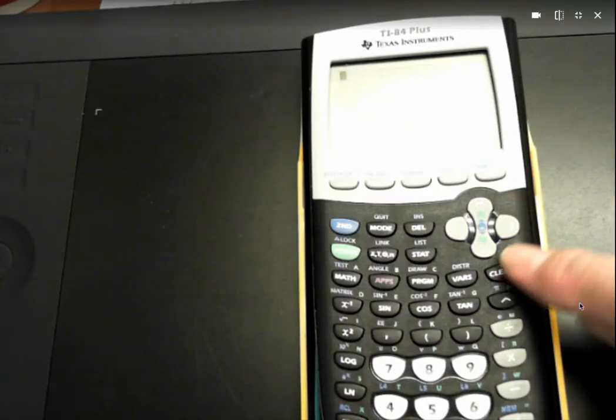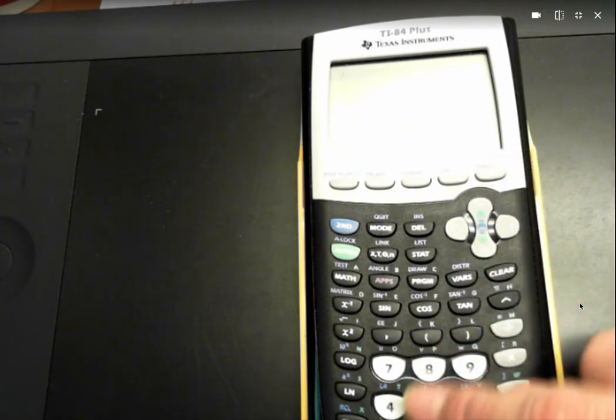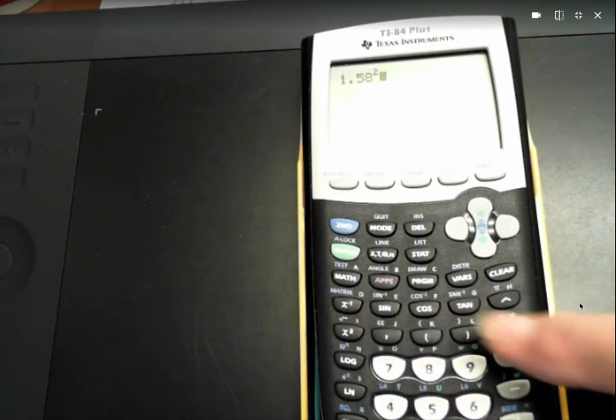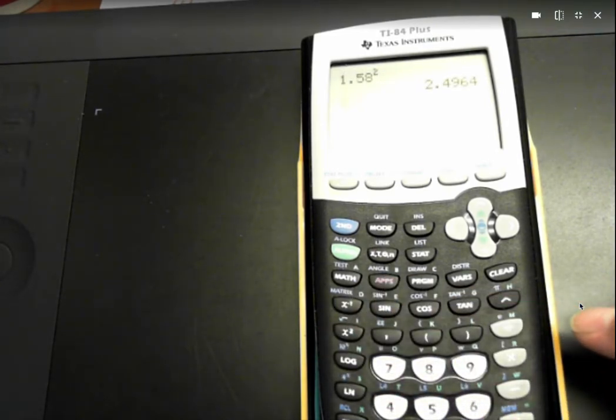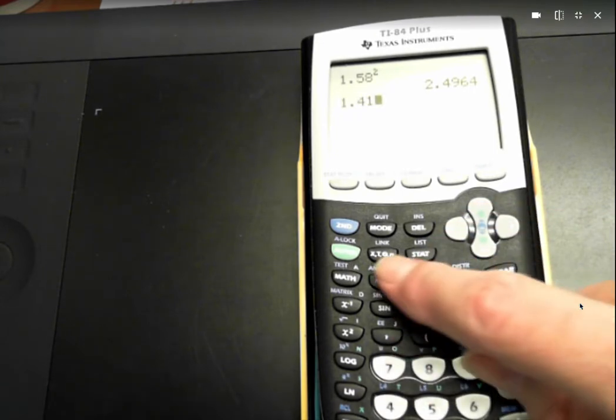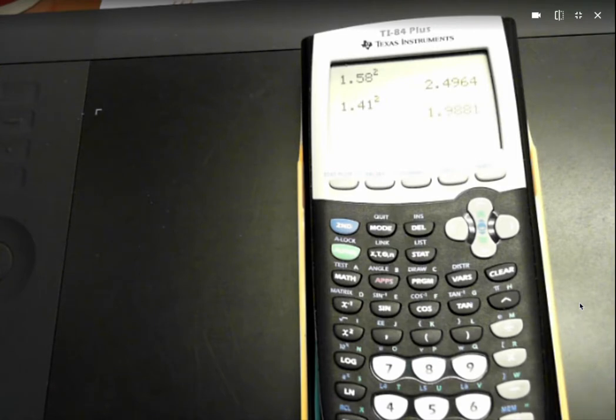All right, I'm hitting clear. So I'm going to type in 1.58 and then square it using the x squared button and hit enter. And I get 2.496. 2.496 is my sample variance. And then I do the 1.41 and square that. And I get 1.98 as my population variance.